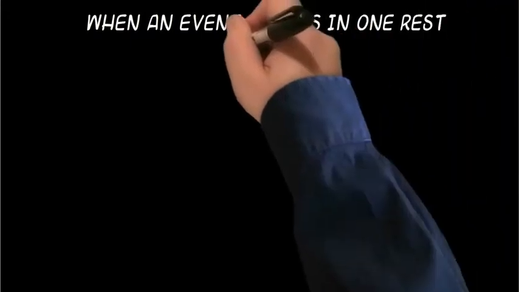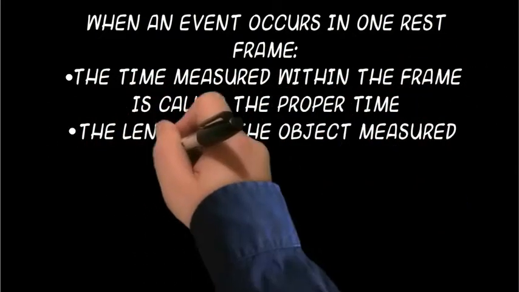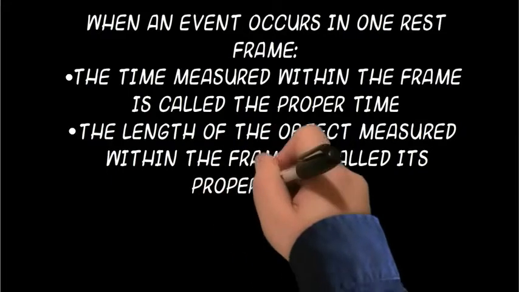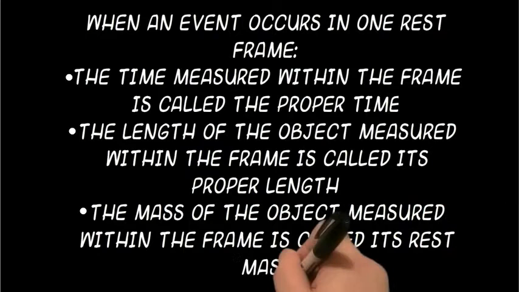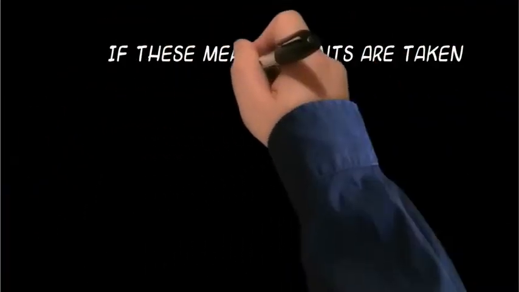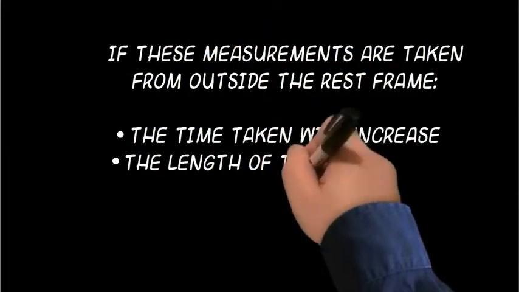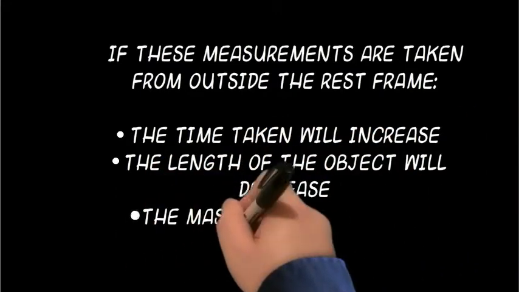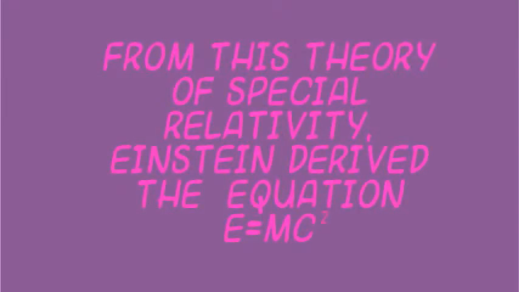When an event occurs in one rest frame, the time measured within the frame is called their proper time. The length measured within the frame is called its proper length, and the mass of the object measured within the frame is called its rest mass. If these measurements are taken from an outside rest frame, the time taken will increase, the length of the object will decrease, the mass of the object will increase. From this theory of special relativity, Einstein derived the equation E equals mc squared.